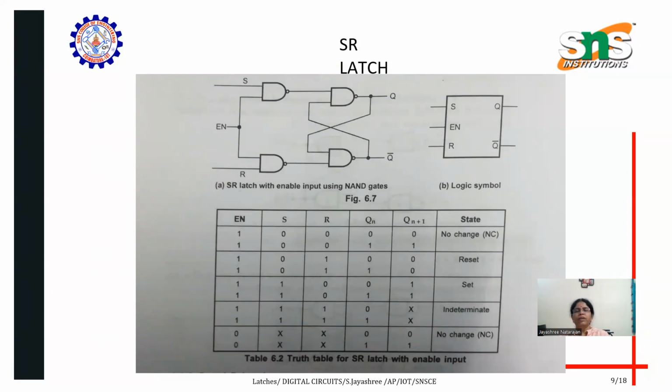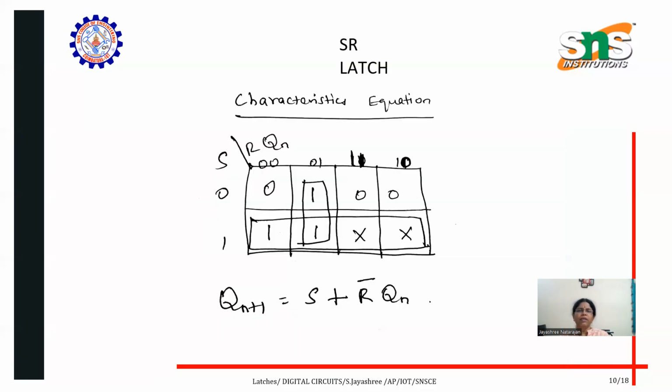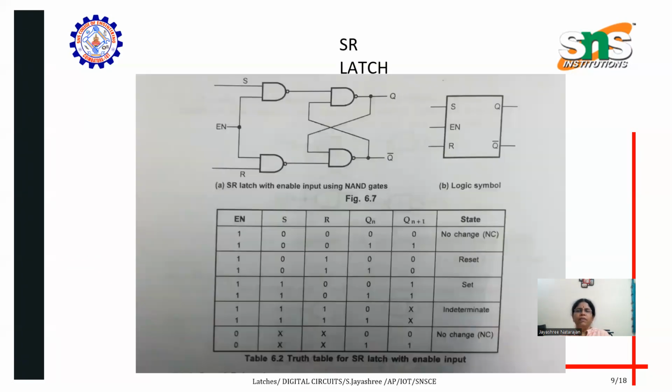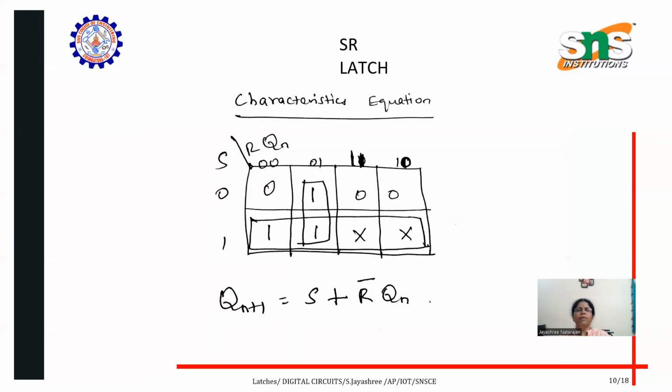Here, when both inputs are 0, it is memory. It retains its previous output. If reset is 1, the output is in reset condition. If the set input is 1, the latch is in set condition. When both inputs are 1, it is indeterminate, not valid.